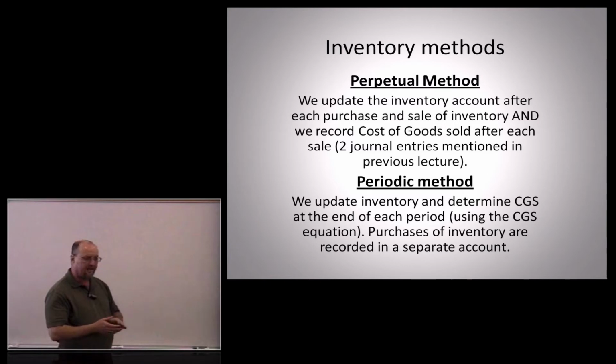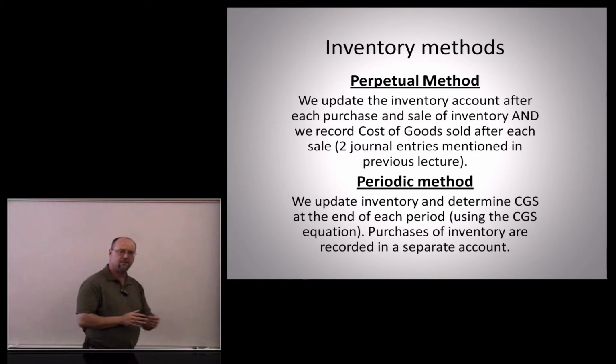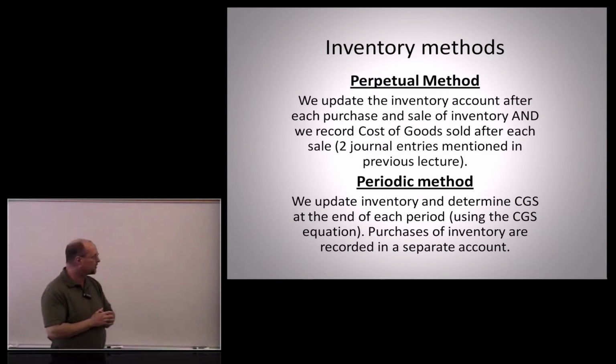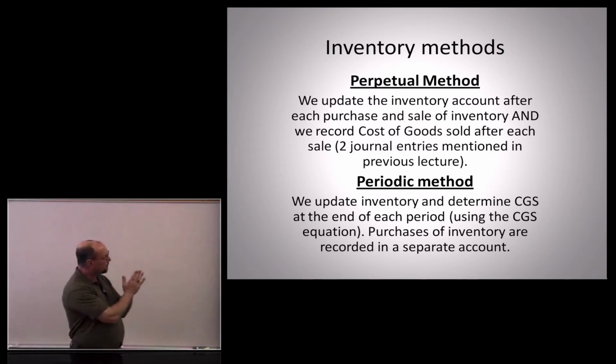In the periodic method, we only update the inventory count at the end of the accounting period, and we determine cost of goods sold using our cost of goods sold equation after we've done our year-end physical inventory count. And we'll take a look at that equation momentarily. Okay, so we don't record cost of goods sold after each inventory sale. So businesses that use a perpetual method have closer track of their inventory at any point in time.